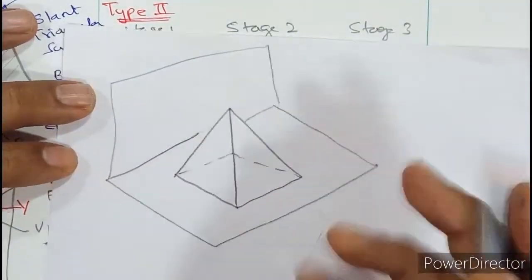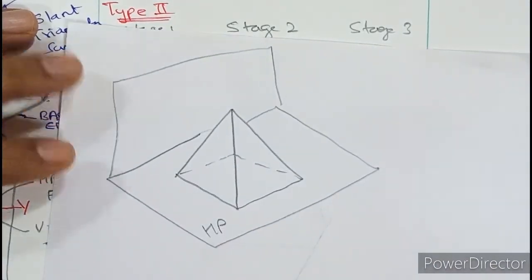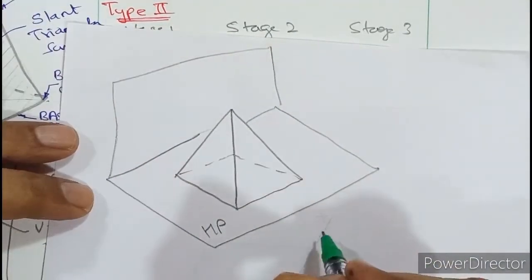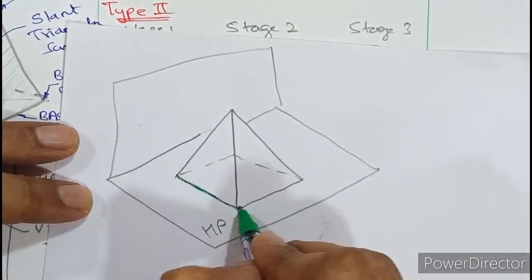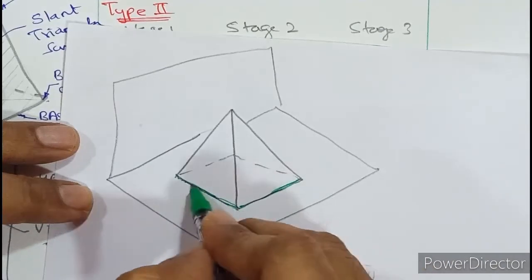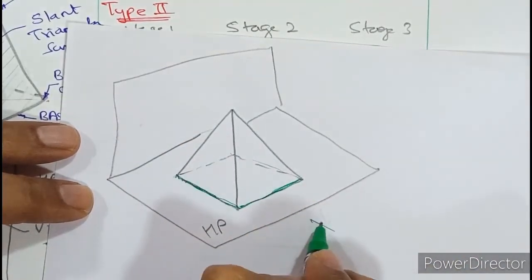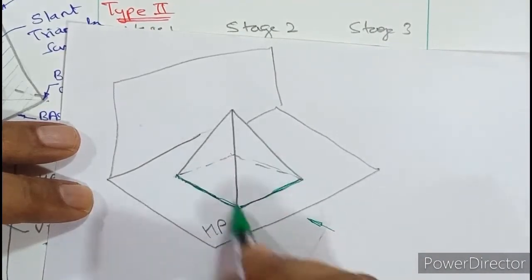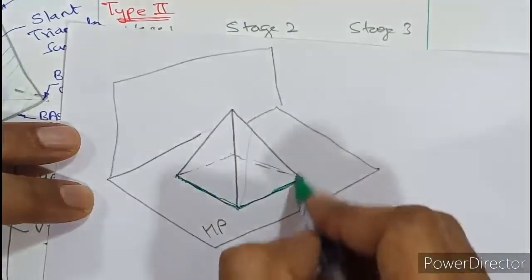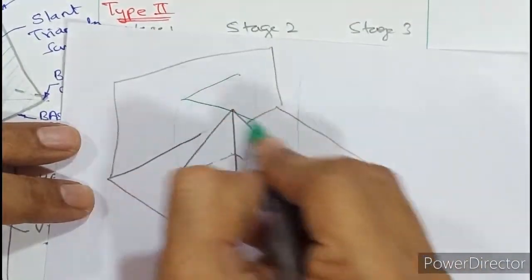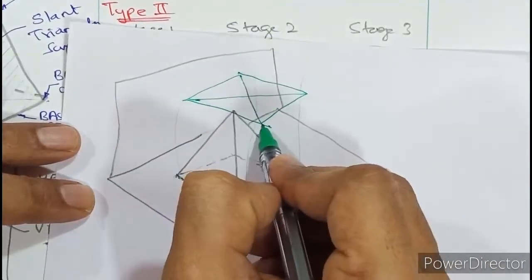So if a pyramid rests on HP, you need to visualize from which view, the front view or the top view, can you see these 4 base edges? Obviously in the front view you cannot see them, because in the front view you can see a triangle. But when you look in the top view, and if you project these corners, you can see the 4 base edges. Apart from that, you can also see the 4 slant edges. So the view will be like this.